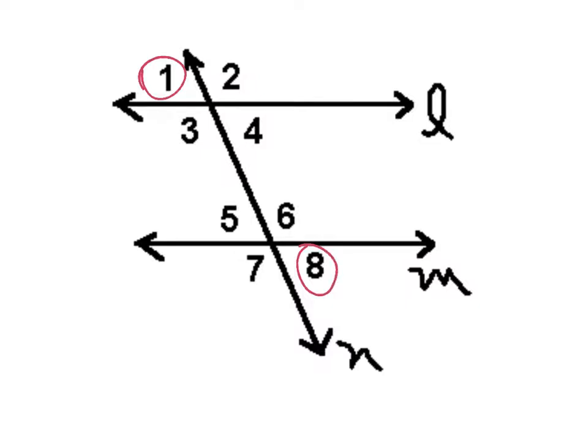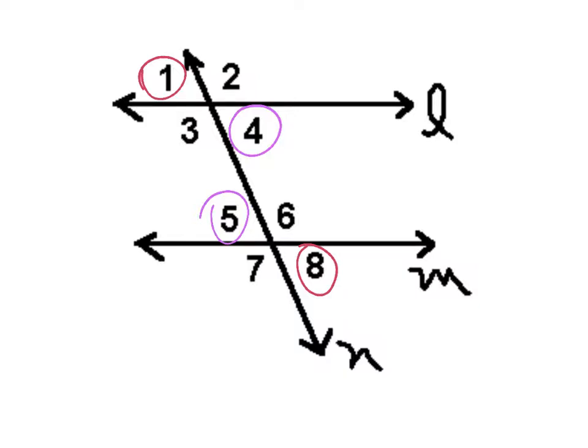So those in burgundy would be alternate exterior angles. But if you're looking at alternate interior angles, those would still be on opposite sides of the transversal, but inside the parallel lines, like I just circled in purple.